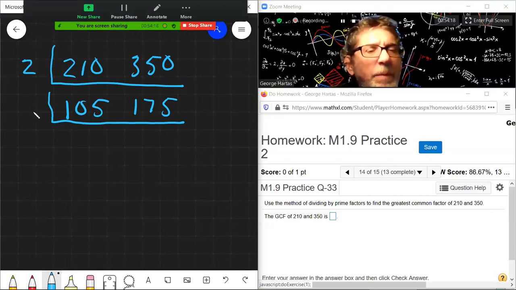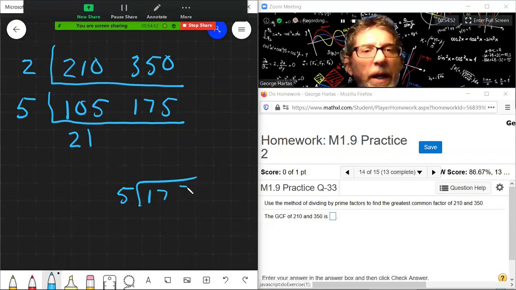4 is out of the question. How about 5? Well, this ends in 5. This ends in 5. No doubt about it. 5 divides into both of these evenly. All right, so let's see here. So 5 times 20 is 100, but this is 1 more 5. So 5 times 21 is 105, all right? Now, 175 divided by 5. Let me just bang it out here.